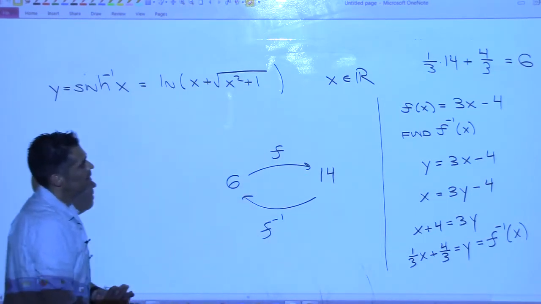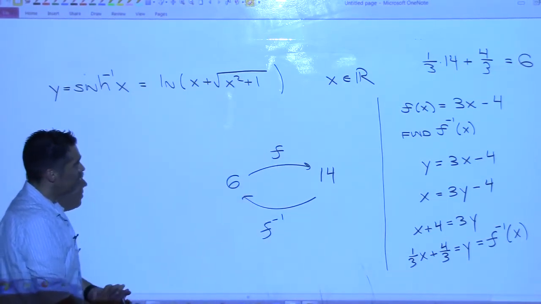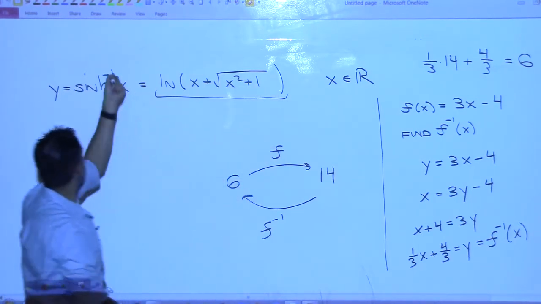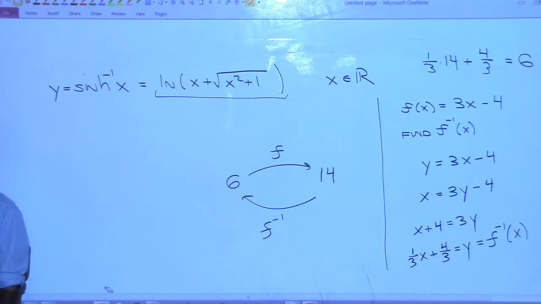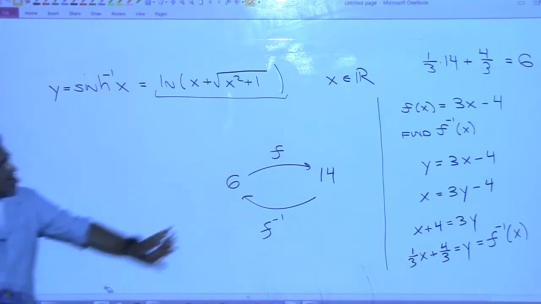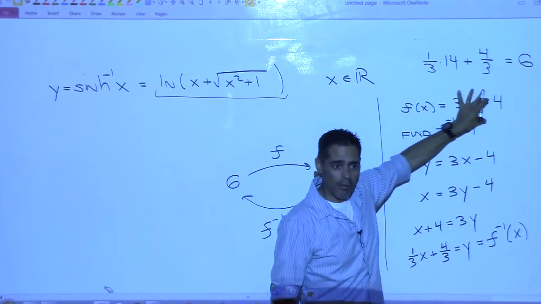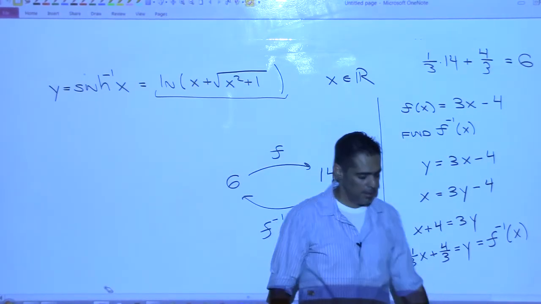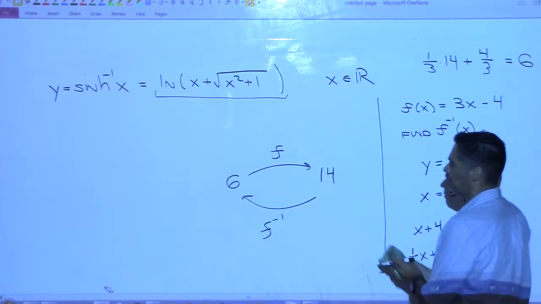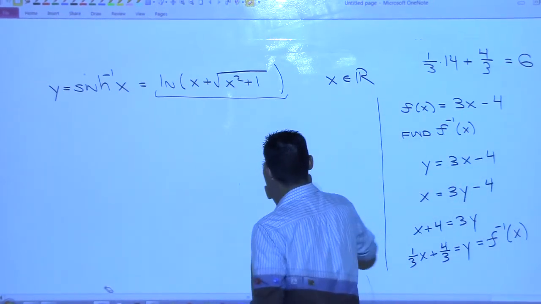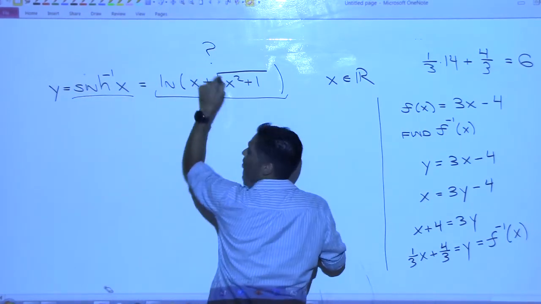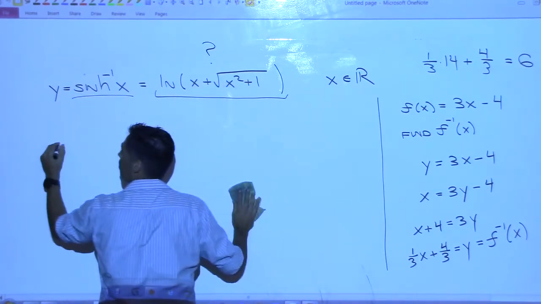Okay. So I would like for us to show that this is the inverse of that function. So this function here is like 3x minus 4 over here. We need to go through this procedure. With me? Sure? Okay, let's start out with this. We want to know what this is. This is a question mark. We're going to get to this answer. So I'm going to start with this.